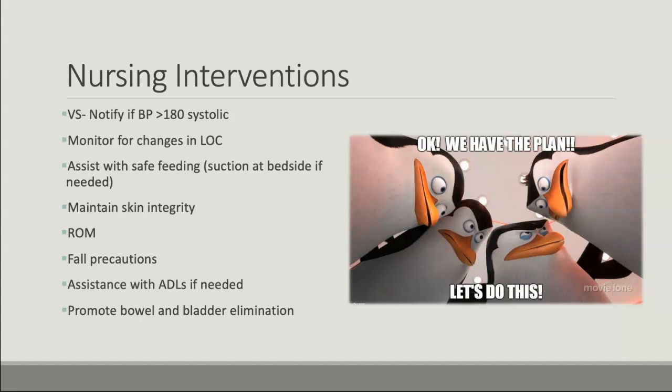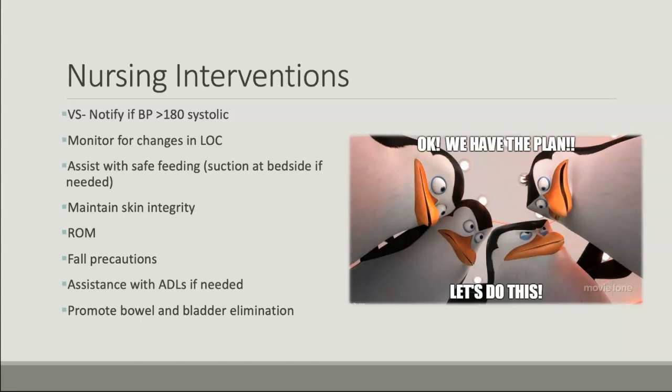Monitor for changes in level of consciousness. Assist with feeding. So does this patient have dysphagia as a result of their stroke? If so, we have to think about aspiration precautions. They would need a speech and swallow eval. Do they need pureed diet or thickened liquids? Making sure they sit up when they eat, doing that head tilt down, like chin to chest area, not completely, but to assist with swallowing, keeping suction at the bedside, that type of thing.